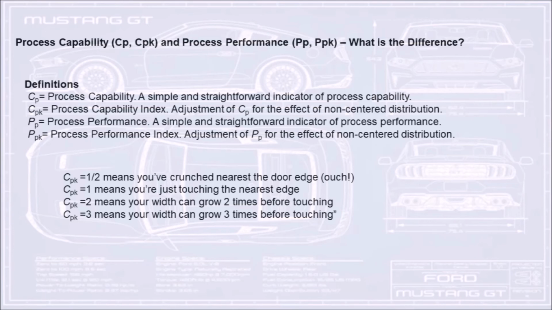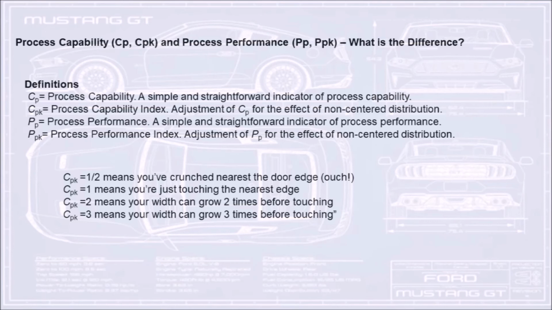Definitions. CP is process capability, a simple and straightforward indicator of process capability. CPK is process capability index, an adjustment of CP for the effect of non-centered distribution. PP is process performance, a simple and straightforward indicator of process performance. PPK is process performance index, an adjustment of PP for the effect of non-centered distribution.